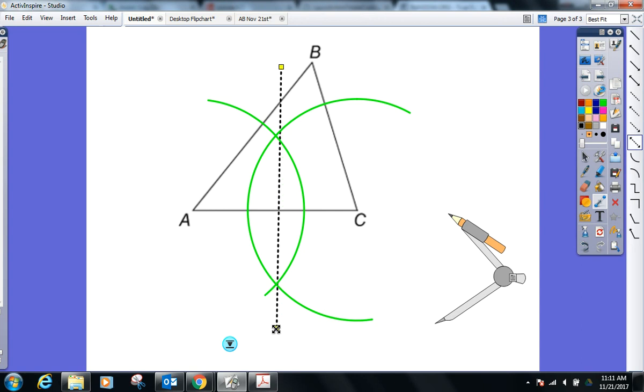Does that start at a vertex? No, but everyone agrees it's a perpendicular bisector though, right? Okay, so I want you guys to realize that in a triangle, this is the only one of the 4 special lines that doesn't come from a vertex. Could it? Yeah, depending on what type of triangle it is, but it doesn't always have to come from a vertex.